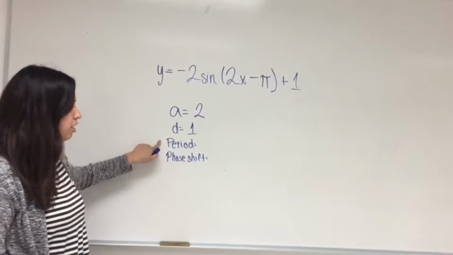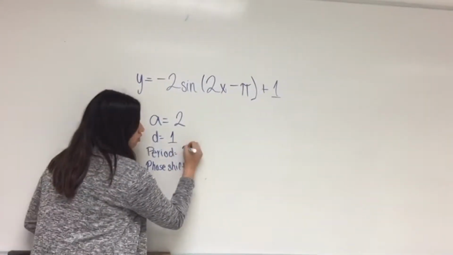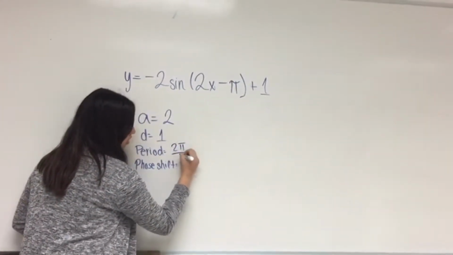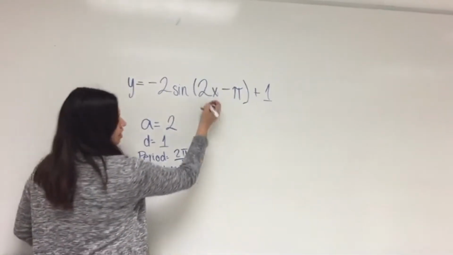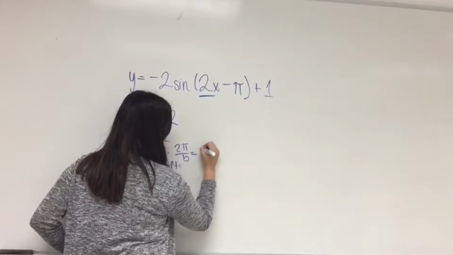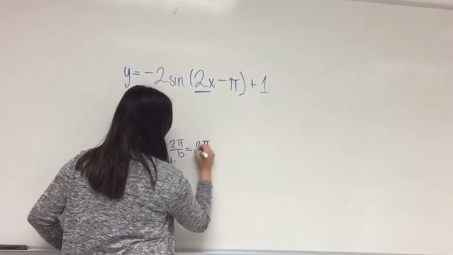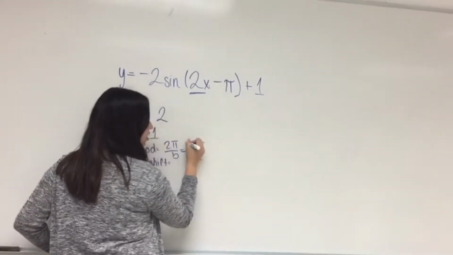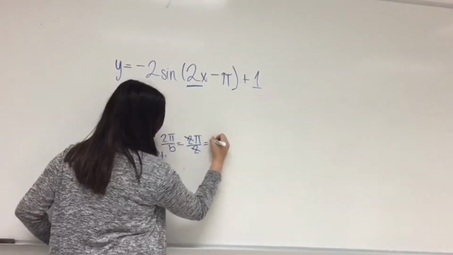To get the period, the formula is 2π over b. In this case, b is the number 2, so the period will be, we cancel the 2 and it will be π.